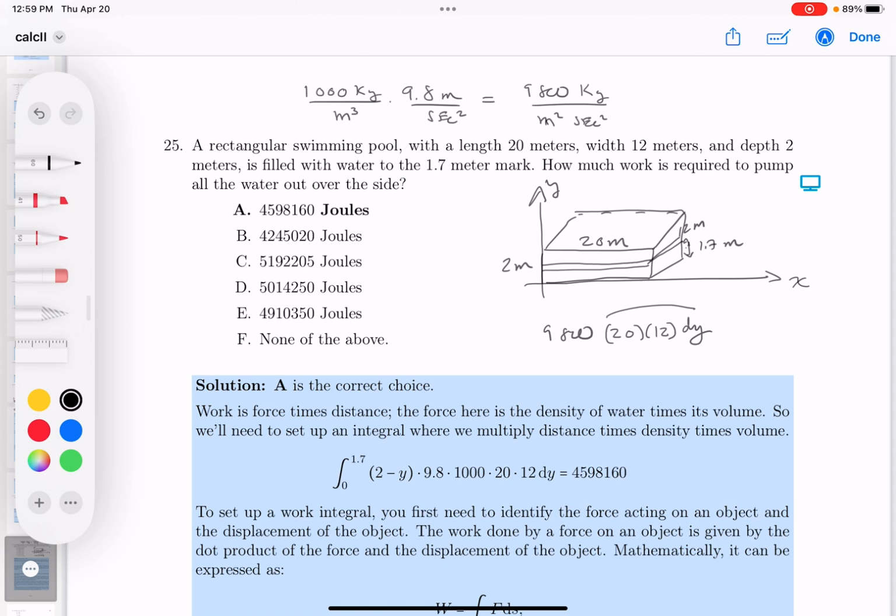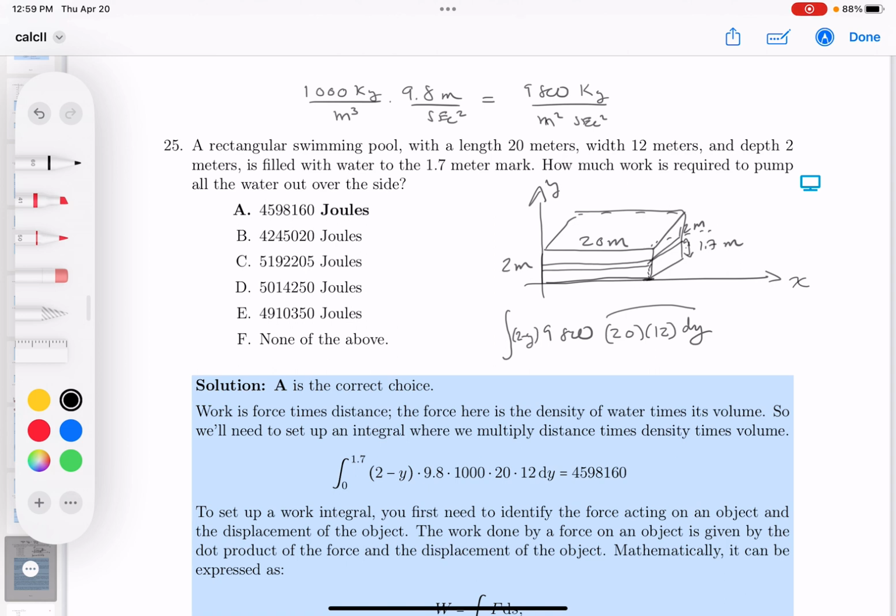It's got to be lifted, the water. And it's being lifted through a distance. And the distance is, the bottom line, I got to take all the water up. And it's got to be taken to the top of the tank, by the way. So what I'm going to say is it's really the distance that I'm pumping it out. The most it could be is 2 meters, by the way, to get to the top of it. So I'm going to say 2 minus the y value.